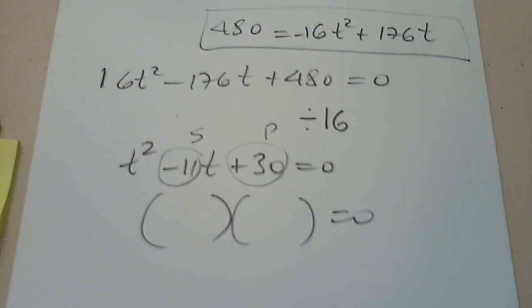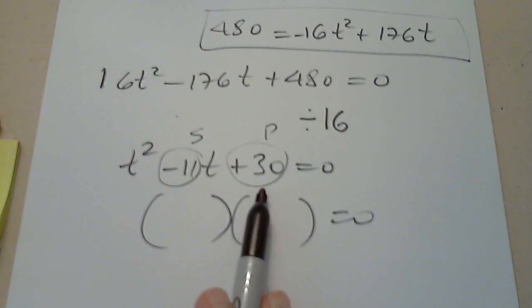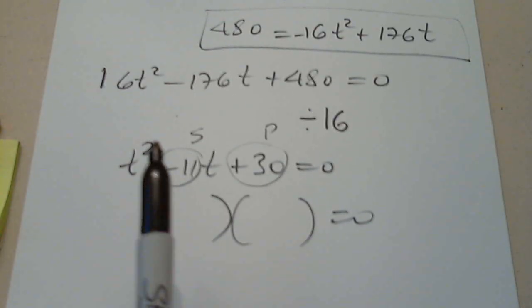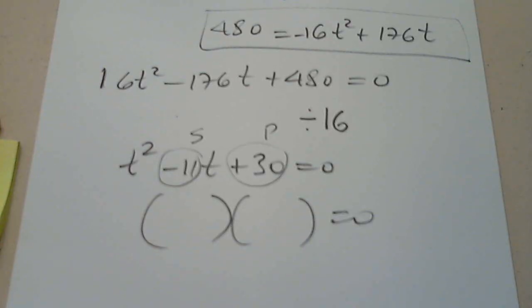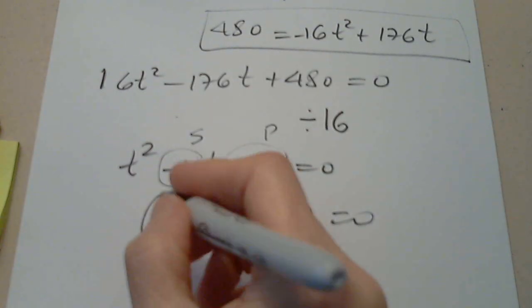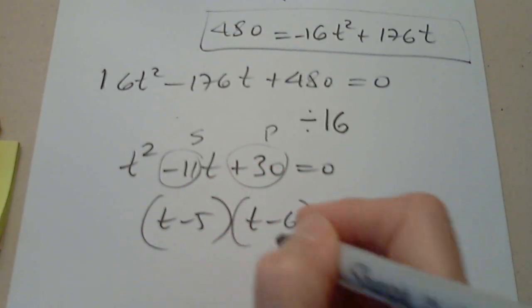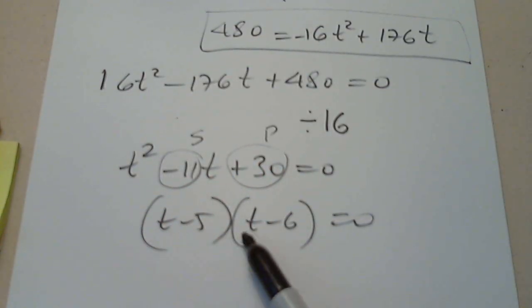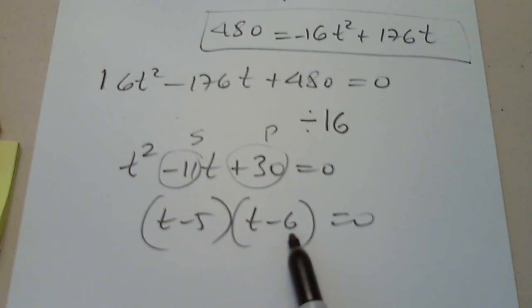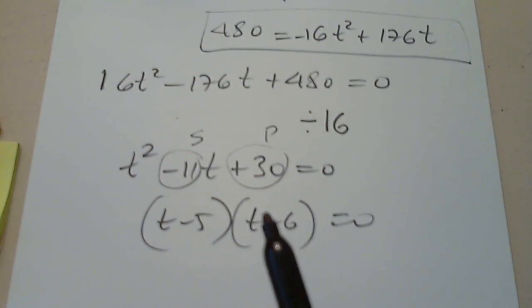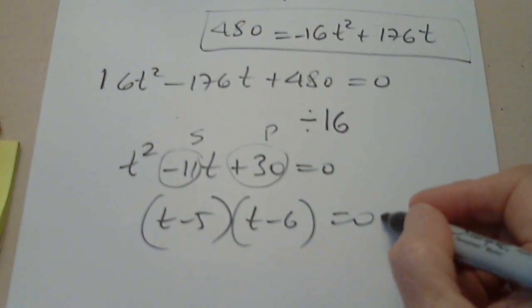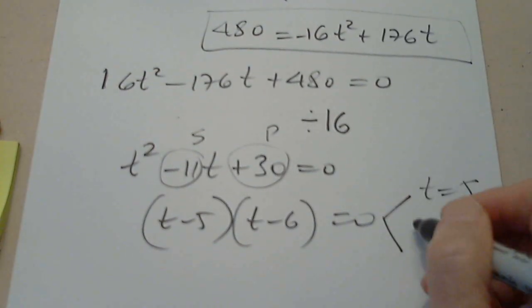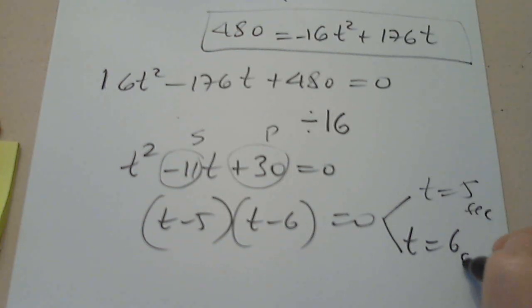So we need two numbers. They both have to be negative because the product is positive, so the numbers have the same sign. But since the sum is negative, they must be negative. Negative 5 and negative 6. Very easy to check. T squared, negative 6t minus 5t, indeed. Negative 5 times negative 6, indeed. And we're done. t equals 5 seconds, t equals 6 seconds.